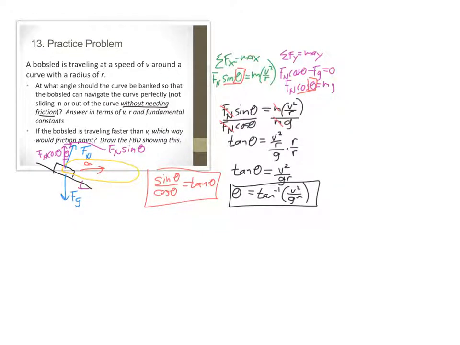Moving on to my second question, if the bobsled is traveling faster than that given speed, which way would friction point? Well, if it's traveling faster, that means I need more inward acceleration. So that means my friction is going to be going down the banking, giving me more inward force to allow it to have that greater inward acceleration.